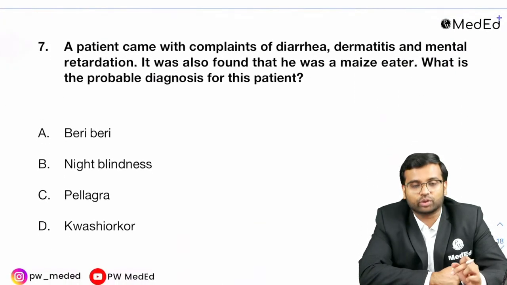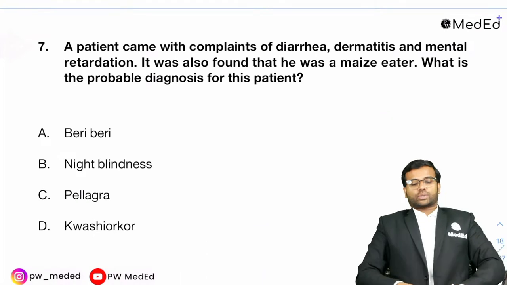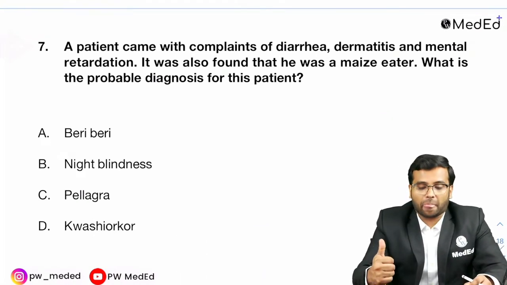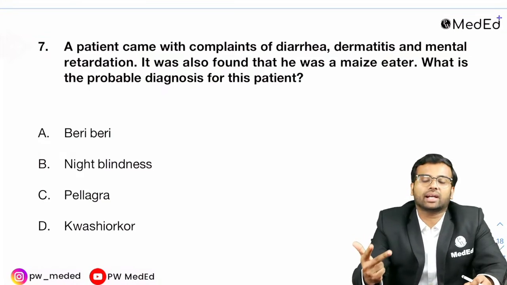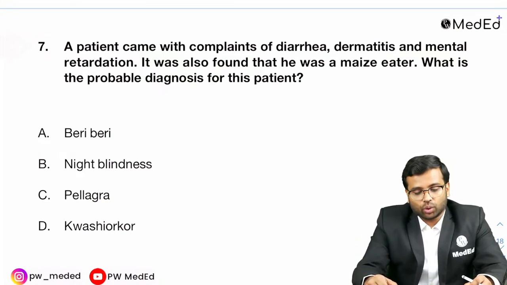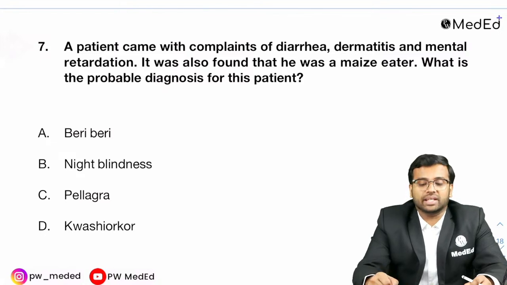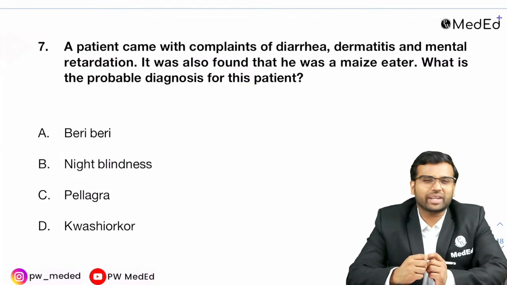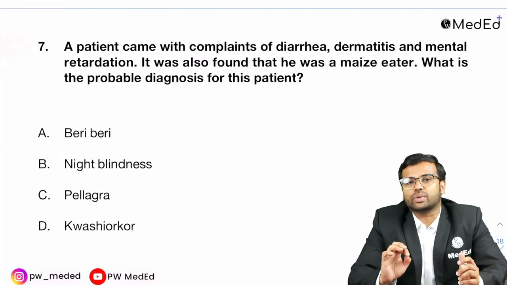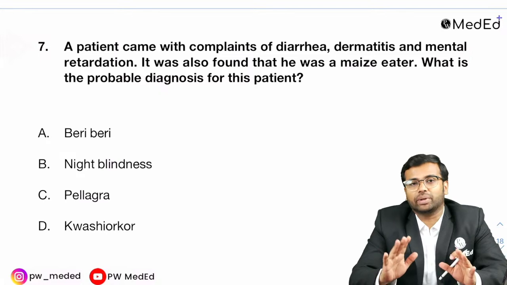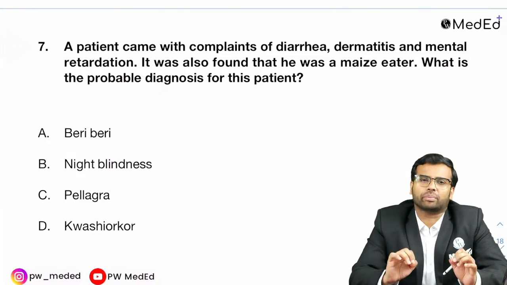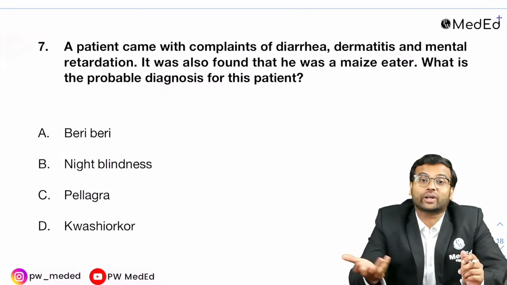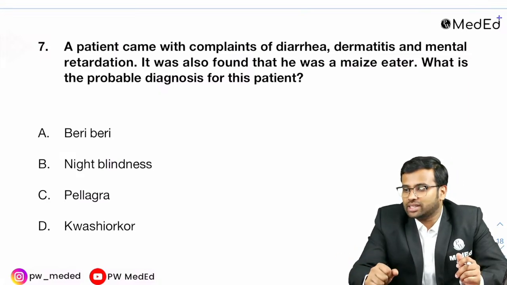So now let's move to the next question. In this next question, a patient came with complaints of diarrhea, dermatitis and mental retardation. It was also found that he was a maize eater. What is the probable diagnosis of this patient? A very easy question, right? It is a very often repeated question in the FMG exam. There is no recent exam in which this question was not asked. So it is an easy scoring question for you.